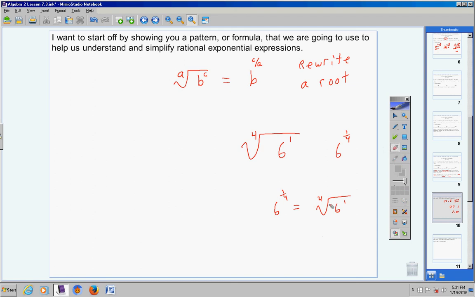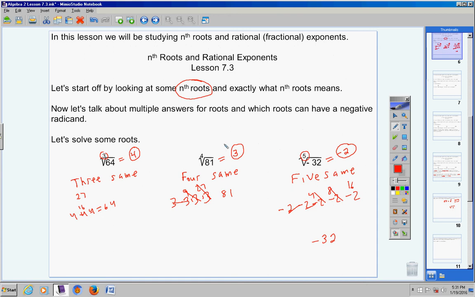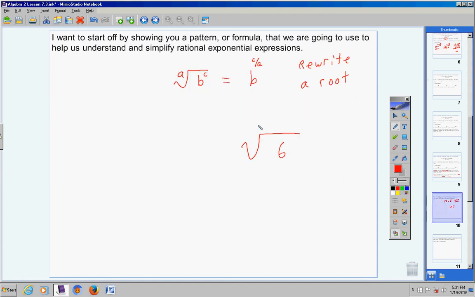Now, what if there was no index here? What if you had the square root of 6? In fact, what if there was no 1 here either? What if you simply had the square root of 6? And I asked you to write that as a fractional exponent. Well, first of all, way back here I told you that a square root has an unseen 2 right here. So you put a 2 there. And the exponent, even though you can't see it, is a 1. So the square root of 6 would be 6 to the 1/2 power.